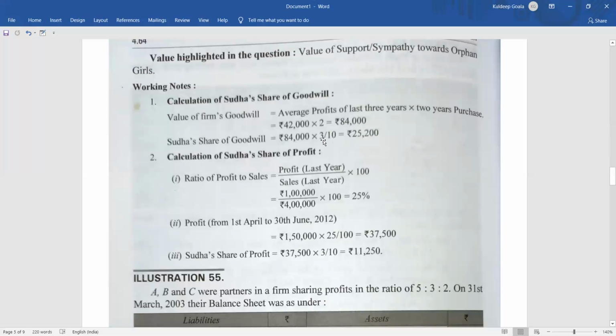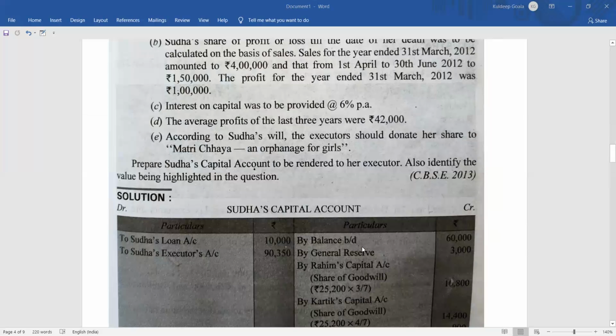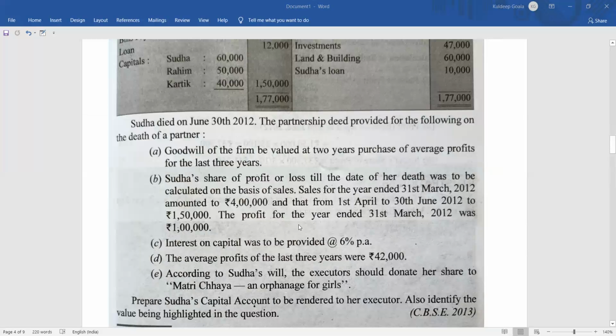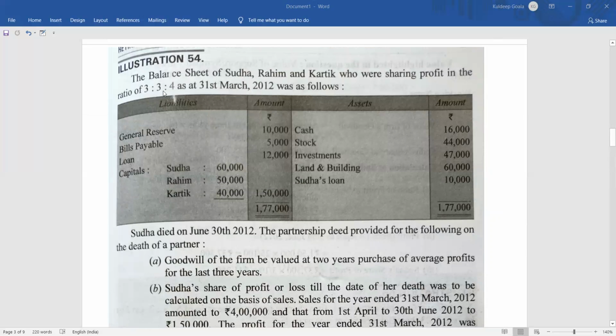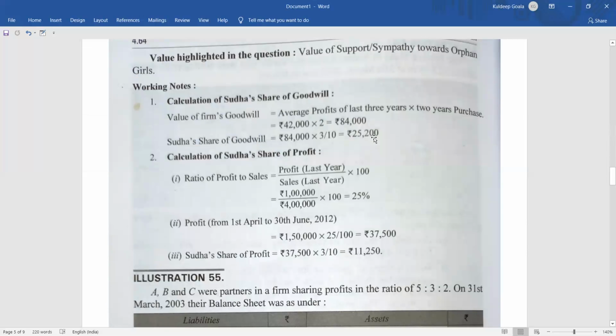Clear? Now remember, if the new ratio is not given, the old ratio will be taken as gaining ratio. So what is the old ratio here? The old ratio of remaining partners, Rahim and Karthik, is 3:4. So in the ratio 3:4, this 25,200 will be given by Rahim and Karthik to Sudha. So the journal entry will be like this.